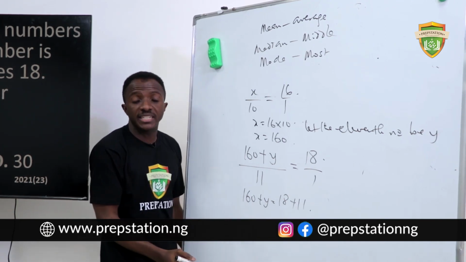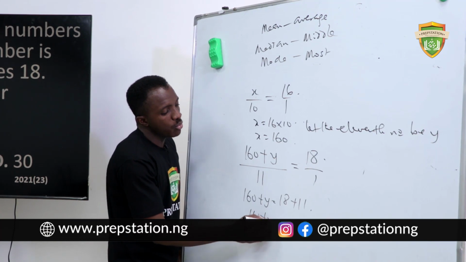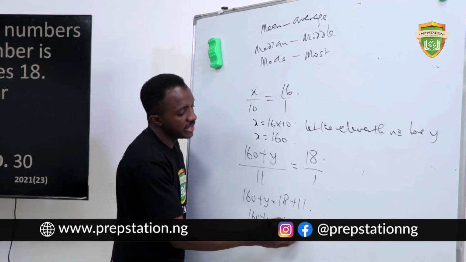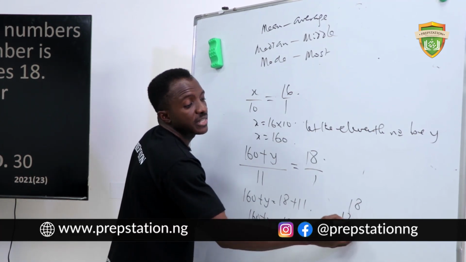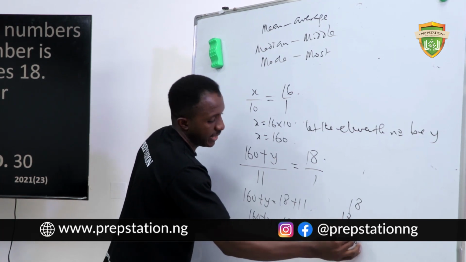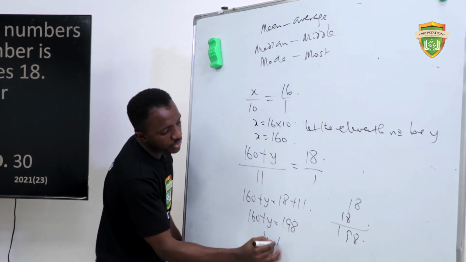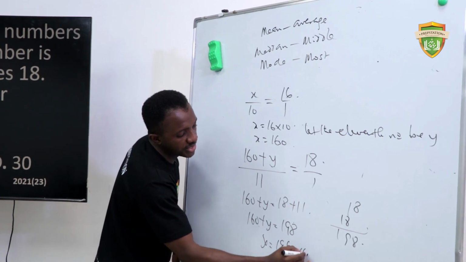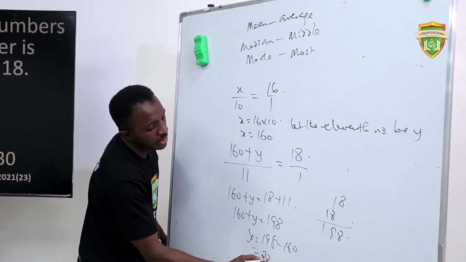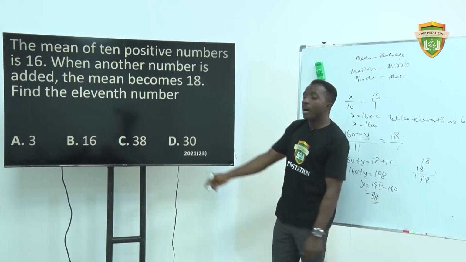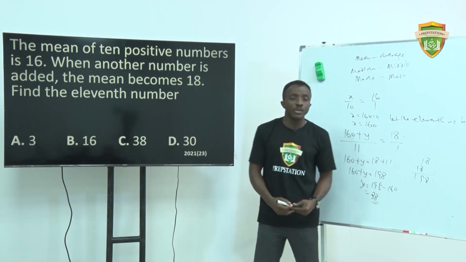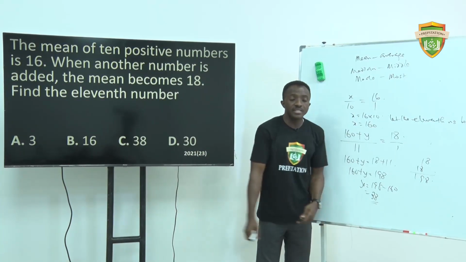18 plus 11 is 198. So 160 plus y equals 198. You can do that. This is the simplest way to do that. So y becomes 198 minus 160. Now that will give us 38. So the next number is simply 38. So the 11th number, which is y, is simply 38.